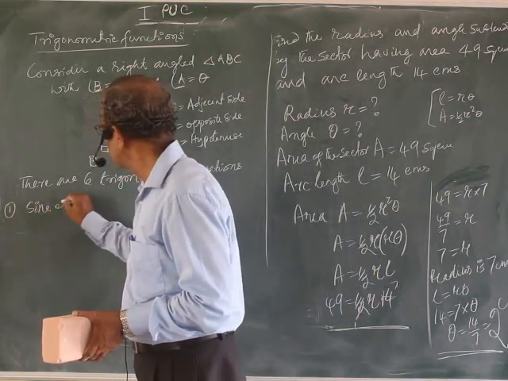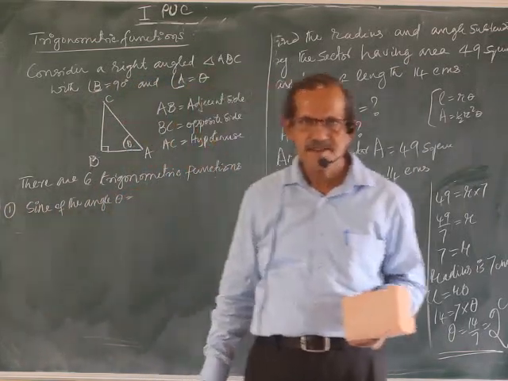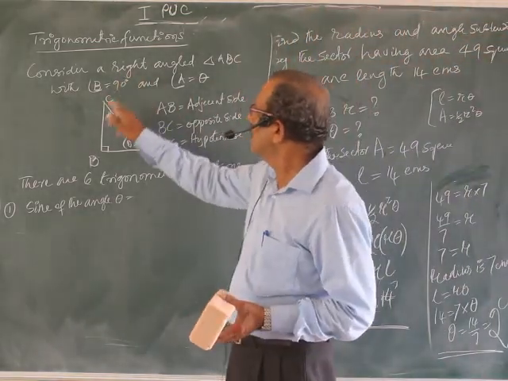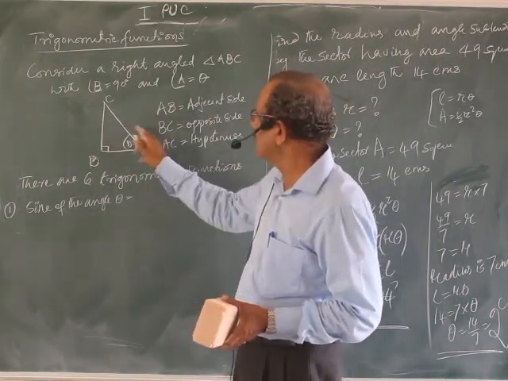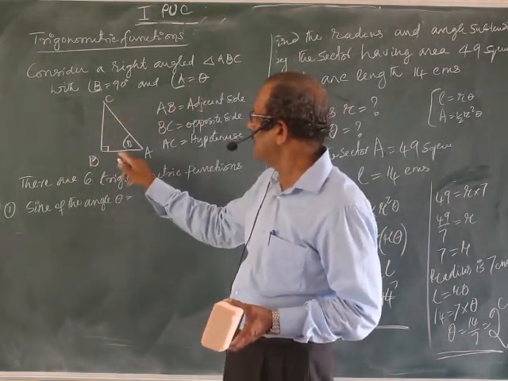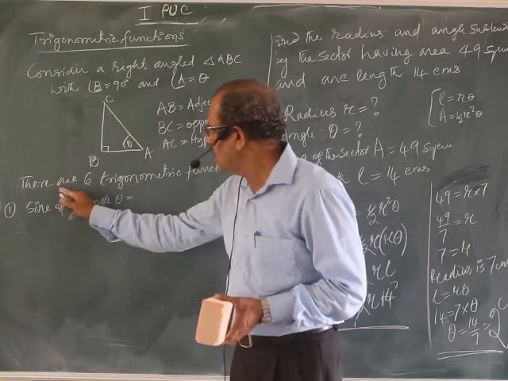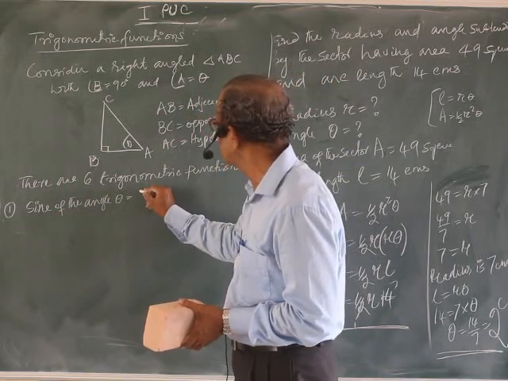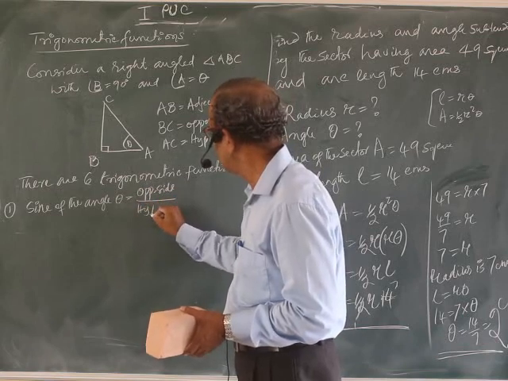First one is sine of the angle theta. It is already done in high school, so let me just brush up the things. Straight away, let me write the notes briefly. Consider a right angled triangle. One of the acute angles is theta, A, and B is 90 degrees. With respect to this theta, all 3 sides are named like this. Now, 6 functions are nothing but a ratio between the sides. Sine of the angle theta is opposite side by hypotenuse.